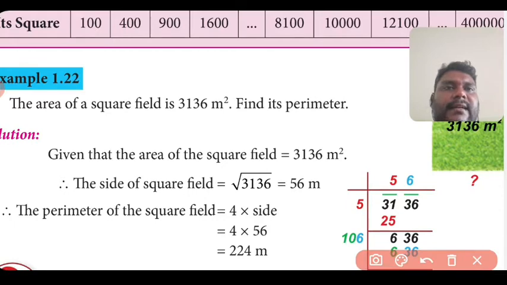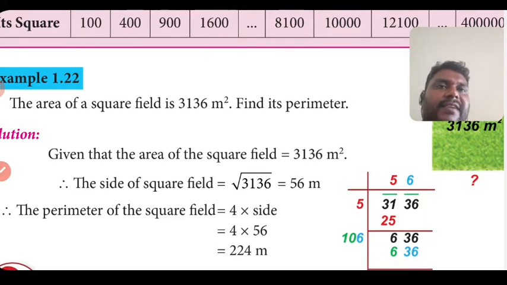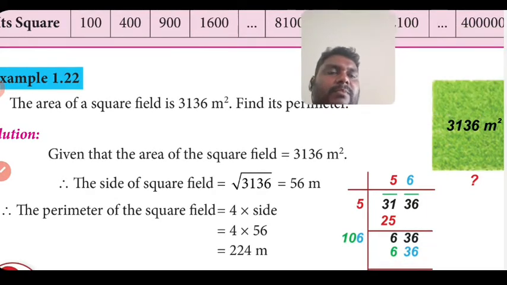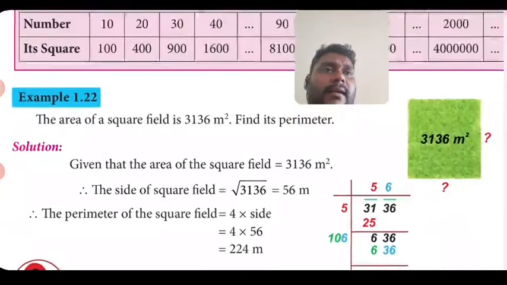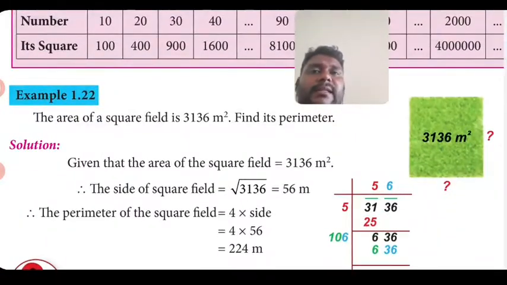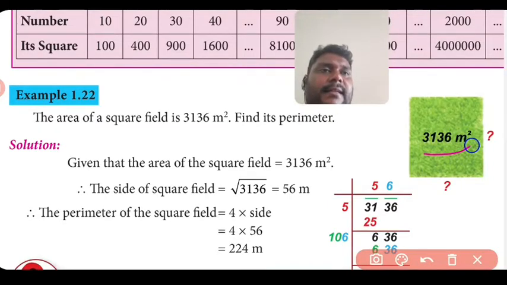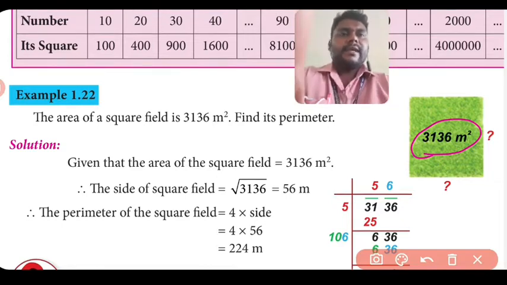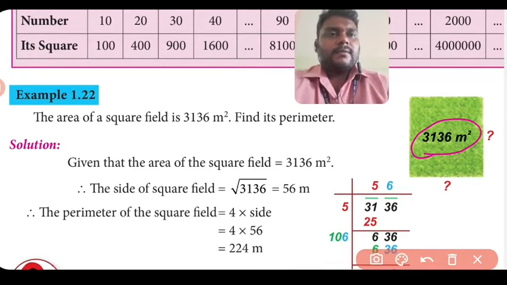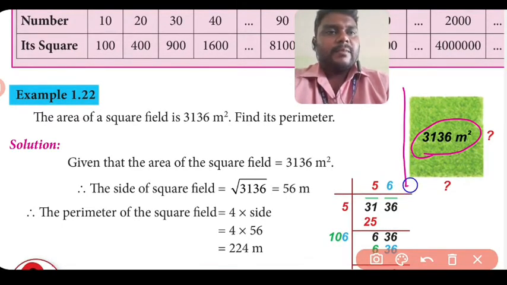3136 meter. So find the perimeter. Okay, so in this sum they have given one field, ஒரு நிலம் கொடுத்துருக்காங்க, அந்த நிலத்தோட டயக்ராம் கொடுத்துருக்காங்க. So area தெரியும் நம்மளுக்கு. So area is 3136 மீட்டர். ஓகே, so இதோட perimeter find பண்ணணும். Perimeter நம்மளுக்கு தெரியும், இதை சுற்றி இவ்வளவுன்னு find பண்ணணும்.